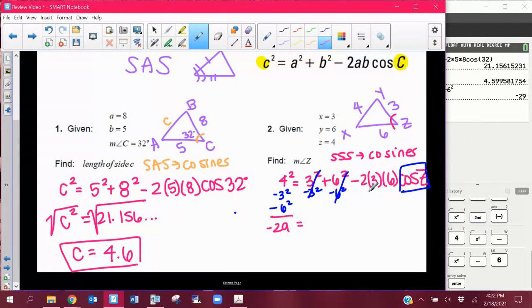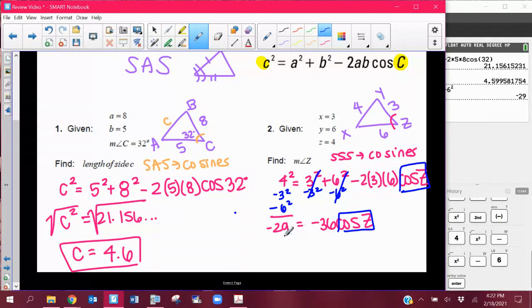And then I'm going to multiply all of these things together. Be careful, this is a negative 2. So negative 2 times 3 is 6, times 6 is 36. So I'm left with negative 36, and I probably should have done that on my calculator just to make sure, but we're good. So now, again, at this point, you want this to be all by itself.